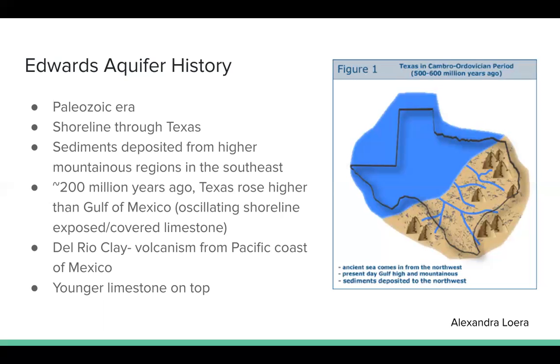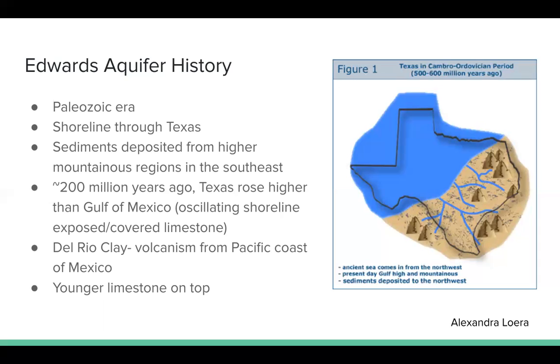Then about 200 million years ago in the Mesozoic, particularly in the Jurassic, Texas rose higher than the Gulf of Mexico, and that region began to sink. So there was a swap between the wet and dry land, and they're not actually too sure why or how this happened, but it was some sort of tectonic activity. Because of this oscillation of the shoreline, there were times when the limestone was exposed and then times when it was covered by water. But when the limestone was exposed, it also experienced erosion from the air.